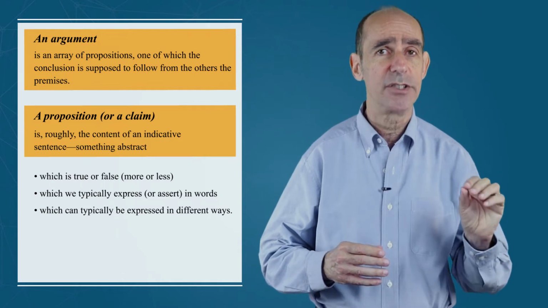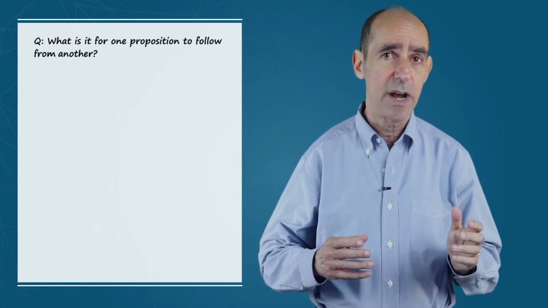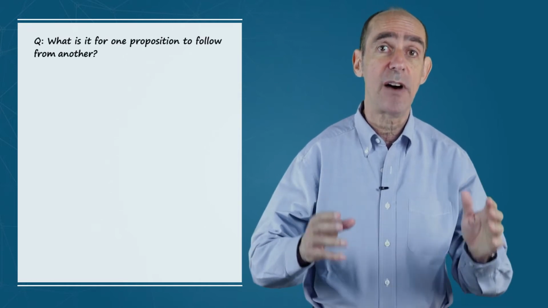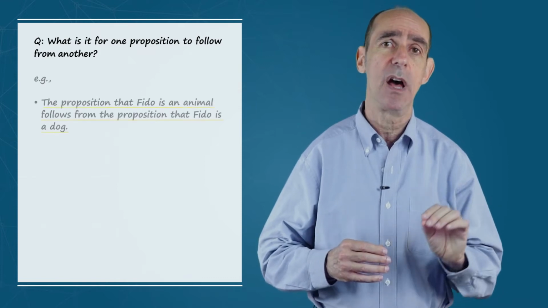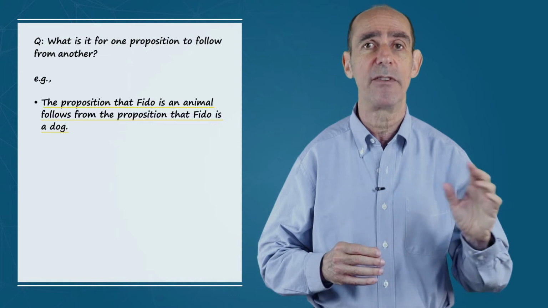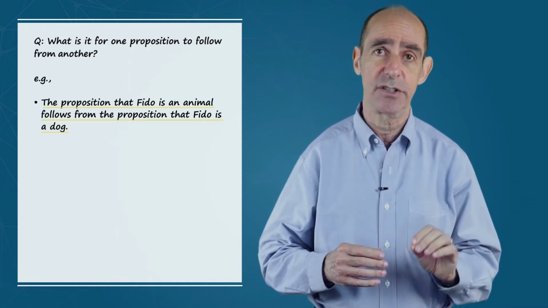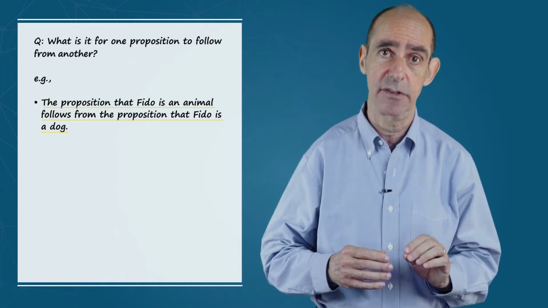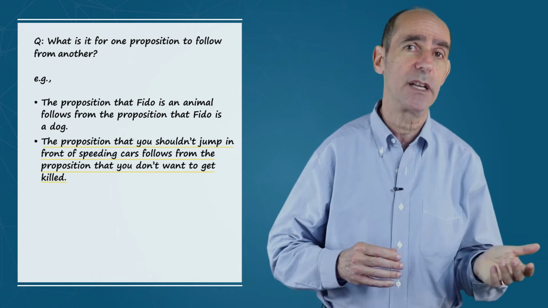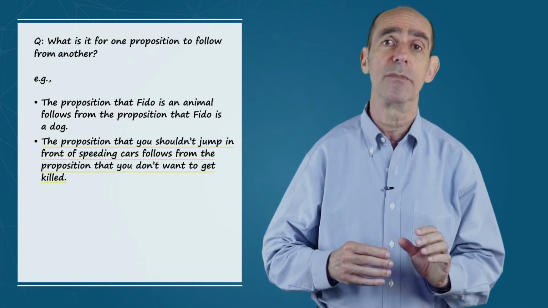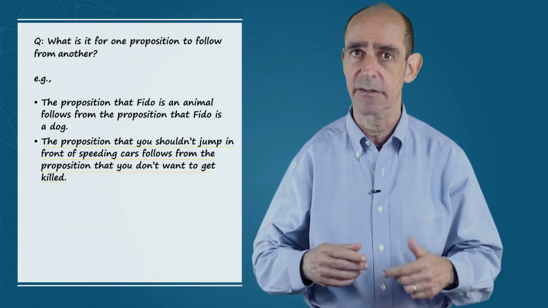Now, if we're to understand our definition of an argument, the next question is, what is it for one proposition to follow from another? It helps to think of a particular example. We would say that the proposition that Fido is an animal follows from the proposition that Fido is a dog, and not the other way around. Or the proposition that you shouldn't jump in front of speeding cars follows from the proposition that you don't want to get killed, and not the other way around.